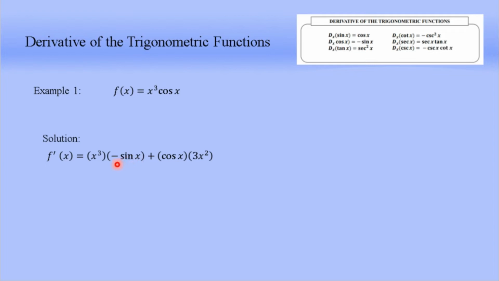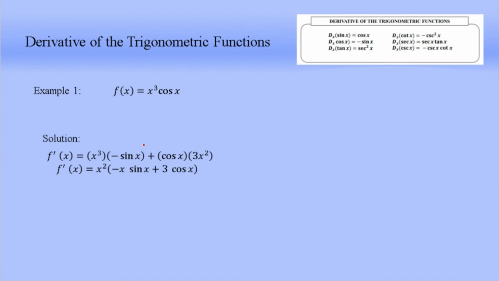So we have to put negative sine x plus, let's input the second function times the derivative of this function. So what is the derivative of x cubed? That is 3x squared. Now we're going to multiply this and this term.